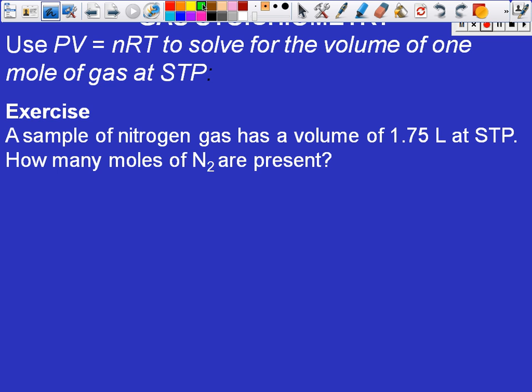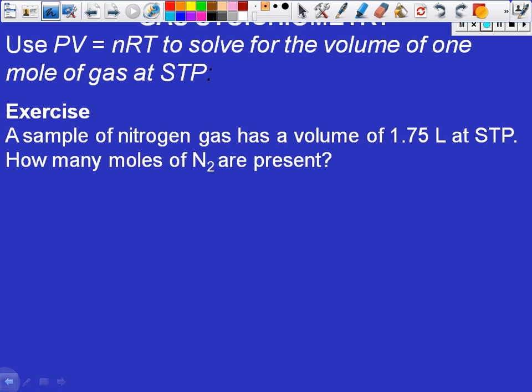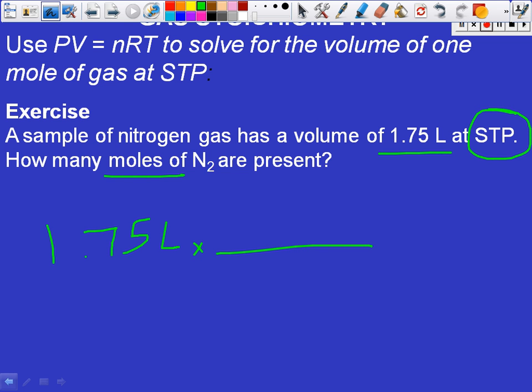I really, really pray that you can do this one. It says it has a volume of 1.75 liters at STP, and then it asks for moles. Well, what do we know about moles and liters at STP? At 1.75 liters, we know liters is going to have to go on the bottom. And do we have a direct conversion to moles from liters at STP? If you say no at this point, I don't know what to do.